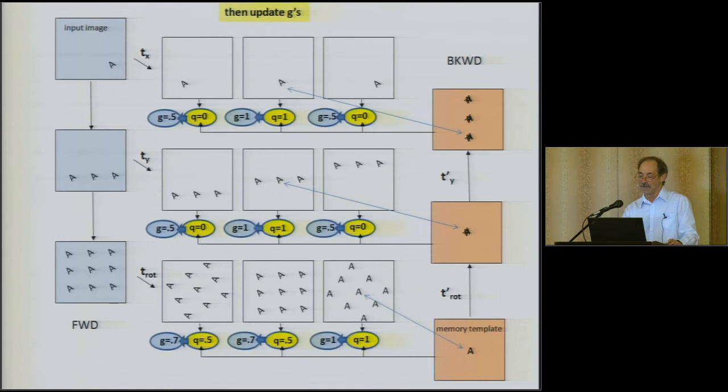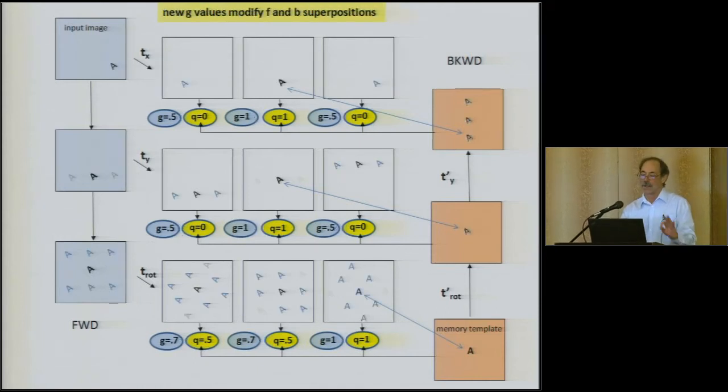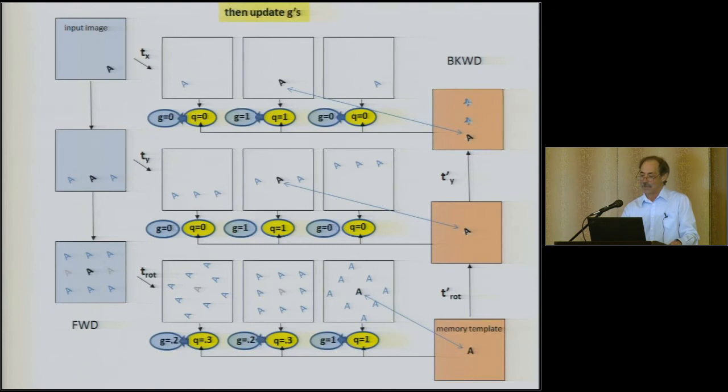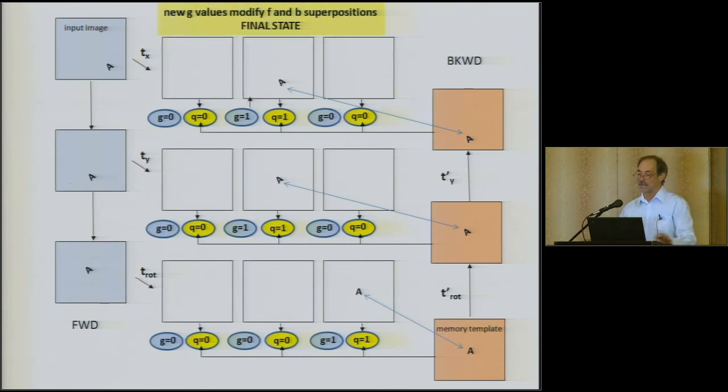So you can see as the convergence evolves that the poorer matches get removed gradually by a change in the G coefficients until only the correct sequence remains as the final state of the convergence. And that is the correct sequence of transformations from the input image to the memory template: the correct X translation, the correct Y translation, and the correct rotation.